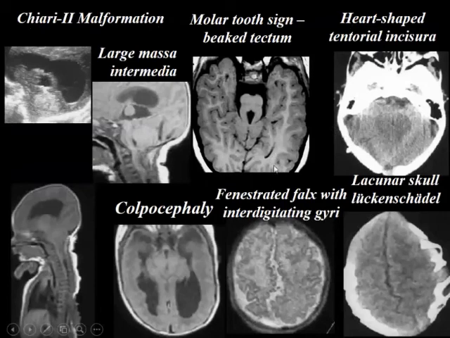Chiari 2 malformation. Important thing is you have a molar tooth sign here, something like a Joubert syndrome. In Joubert's also you get a molar tooth sign, you have a large massa intermedia, you have a fenestrated falx. The falx should be seen as a black line in between, but you see these interdigitations here. This is very classical for a Chiari 2 malformation.